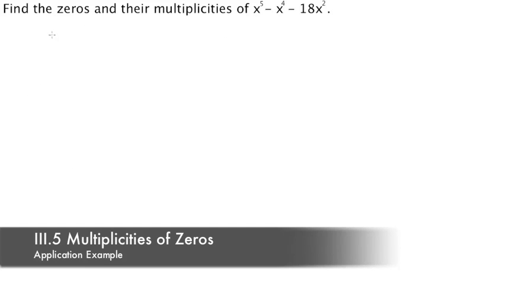Alright, so here's a little bit more difficult one. Find the zeros and their multiplicities of x to the 5th minus x to the 4th minus 18x squared. So same instructions, but the obvious difference this time is that the polynomial is not factored for us. So here's how we can approach these types of problems.